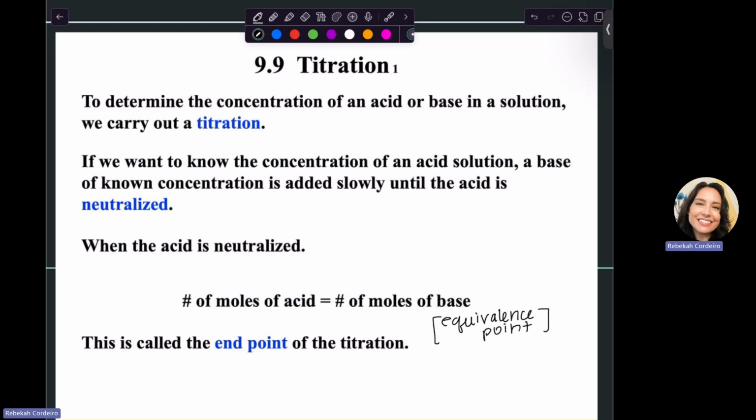Sometimes the end point is a little bit after the equivalence point because the end point is where we stop. And sometimes we're not fast enough to catch it right at that point where they're equal. You'll see that if you actually go into the lab and do it. When you notice the pH is changing or there's a color change in whatever indicator you're using, usually the end point is a little bit past the equivalence point, but that's okay because we try to get it as close as we can.